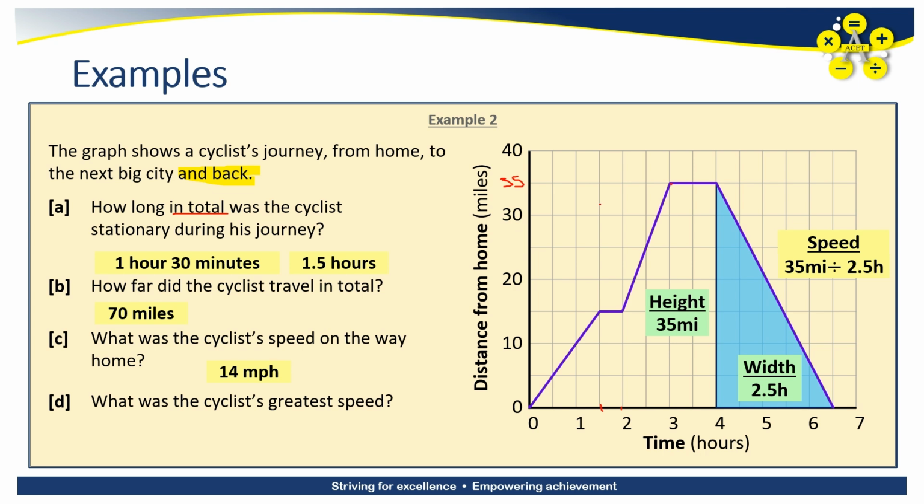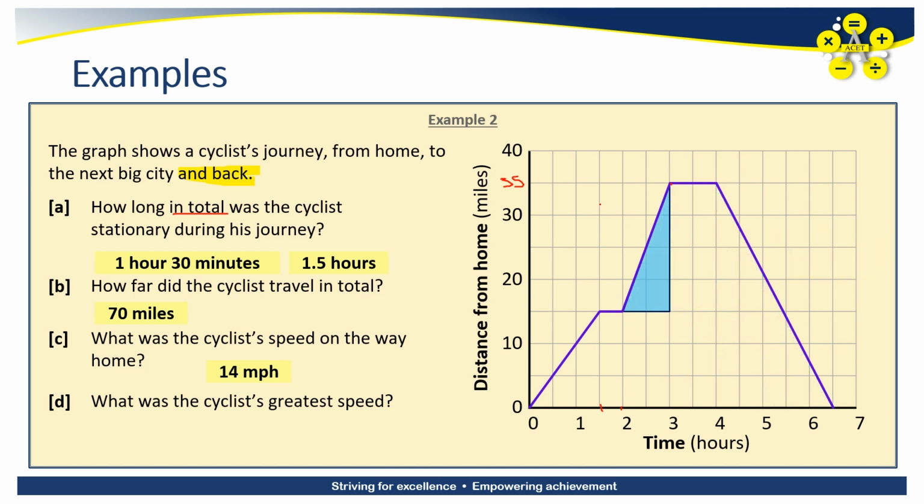Finally, we're interested in the greatest speed. So the greatest speed is where we've got the highest gradient, the steepest gradient, which in this case is going to be at this part of our diagram here. Our height and our distance, we're going from 15 to 35, which gives us a height of 20 miles. Our time, we're going between 2 and 3, which gives us an hour. So the greatest speed, distance divided by time, 20 divided by 1, gives me an answer of 20 miles per hour.